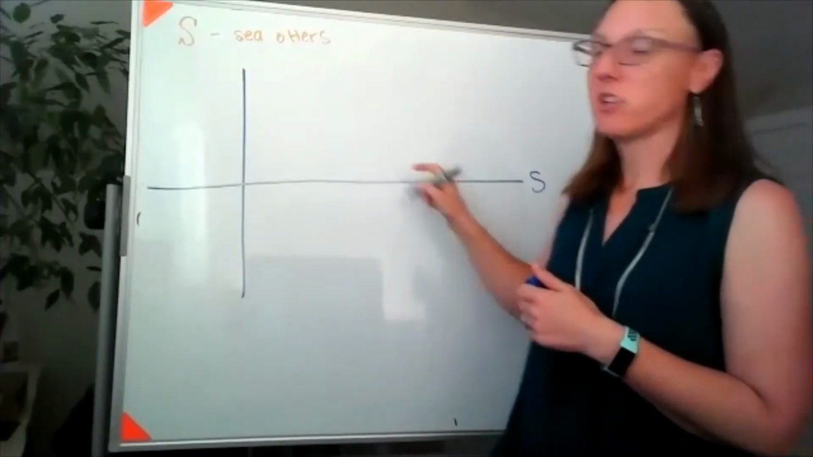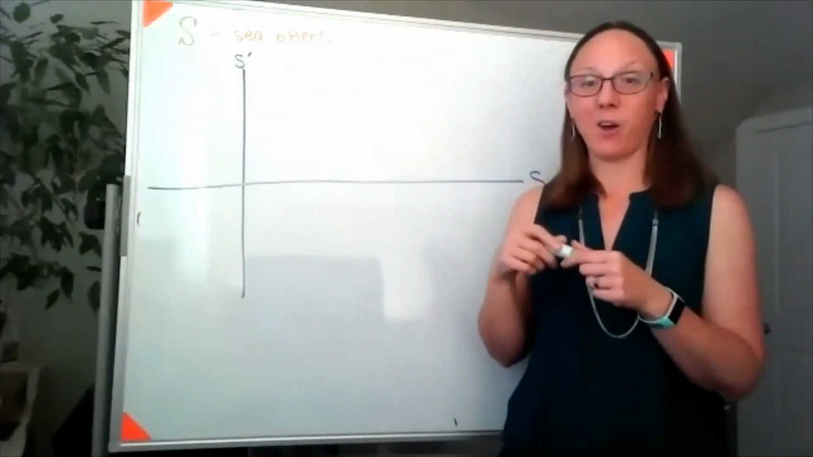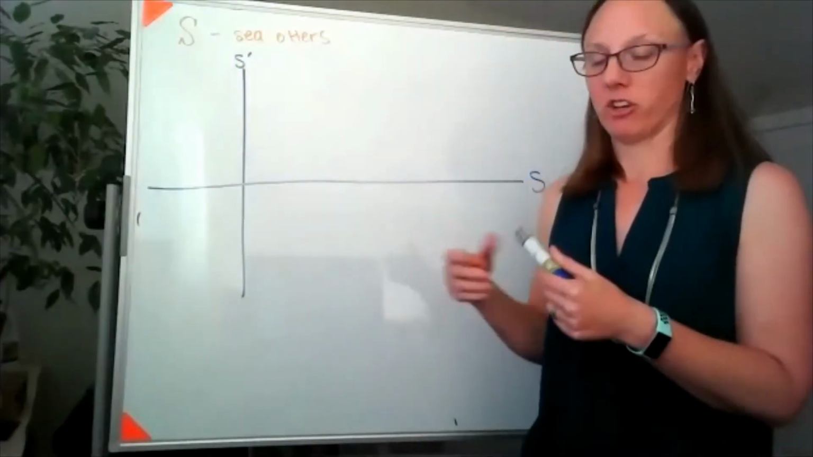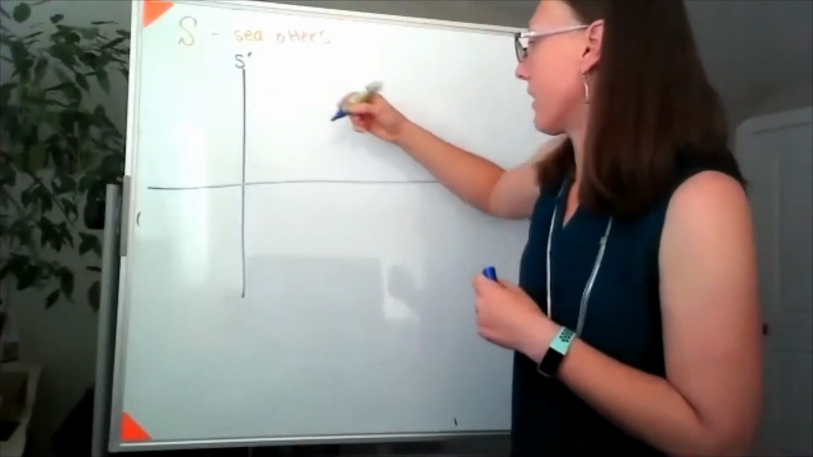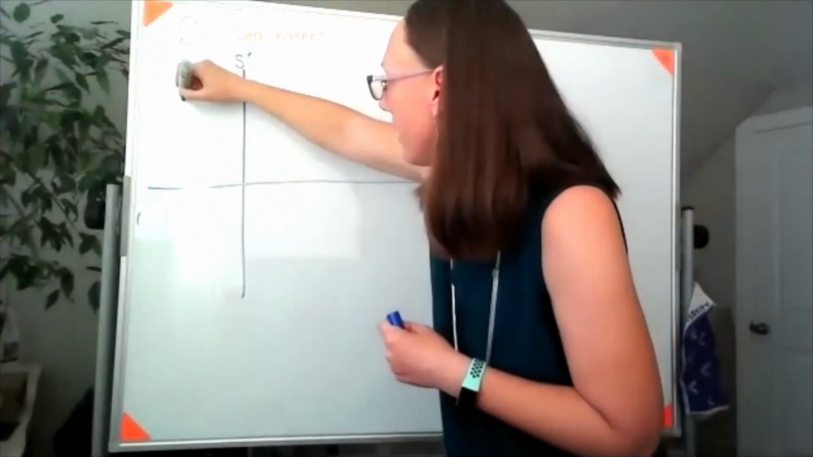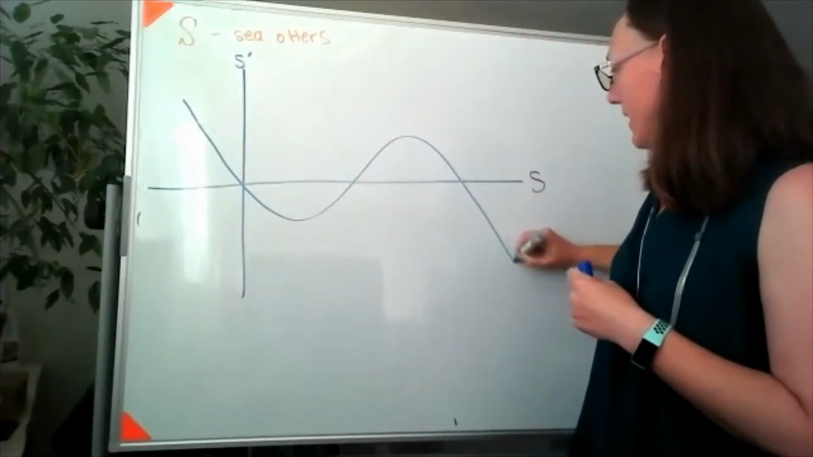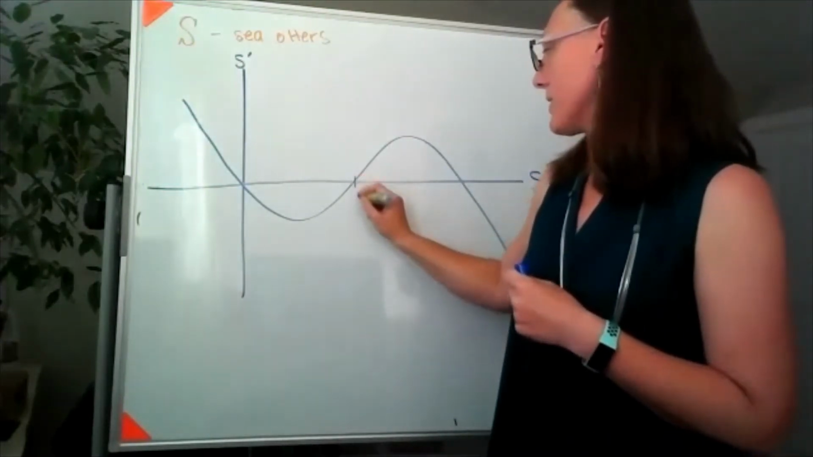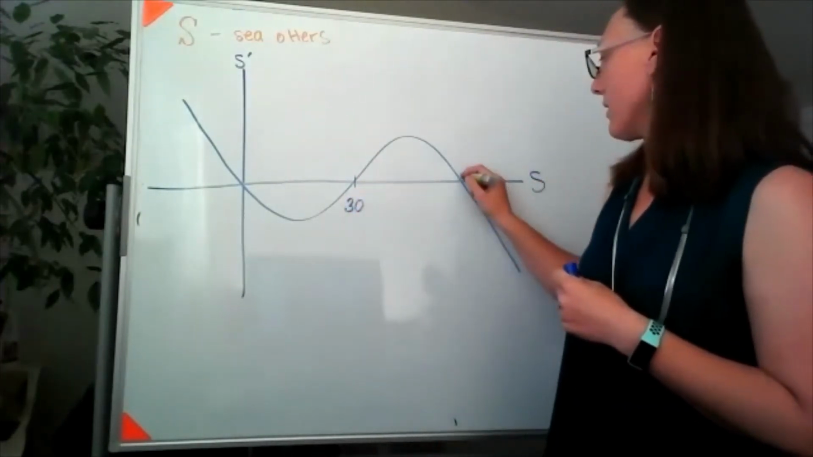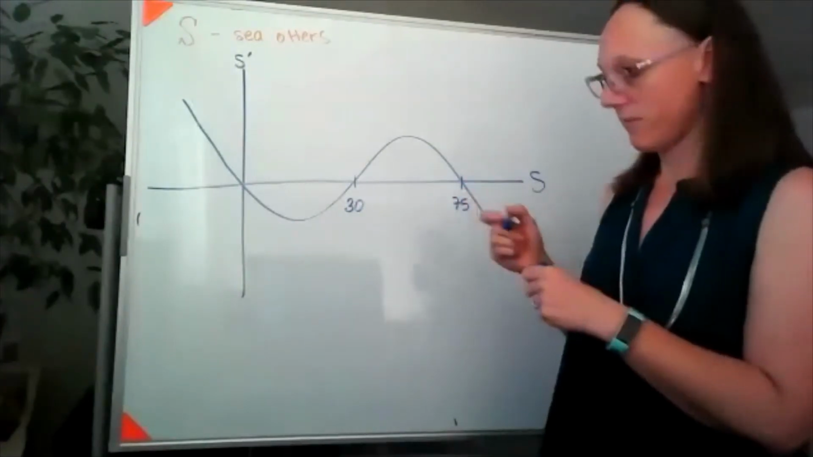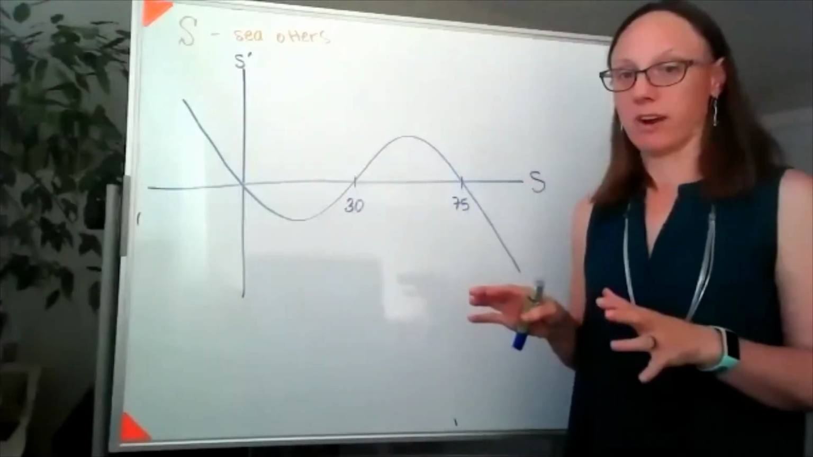Here's my sea otter population, and this axis is my S prime, telling me how my sea otter population is changing. My sea otter population here is going to look like this, and I'm going to say that this is 30 and 75. Now, I drew my graph going over here, but that's what I wanted to address.